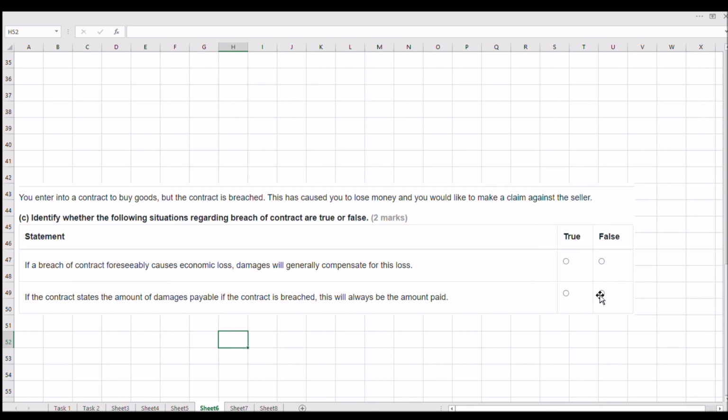So in this one, it's false, because it won't always be the amount paid, because it might be unfair. It actually has to be the amount of loss that is incurred. So that's the end of our law question, which is quite nice.